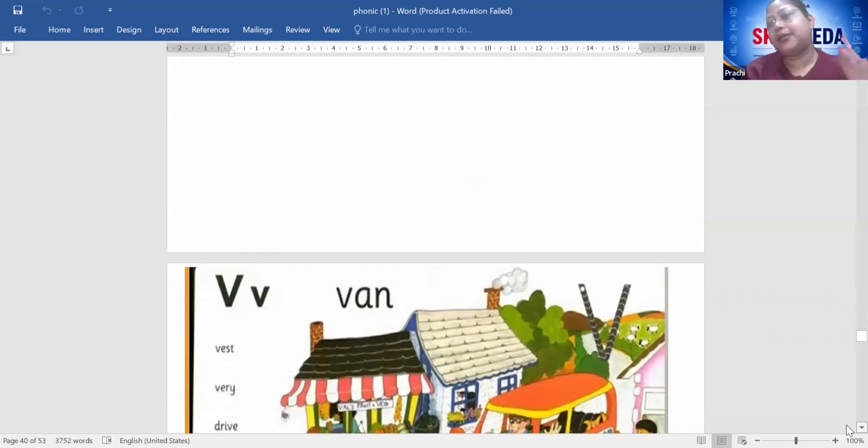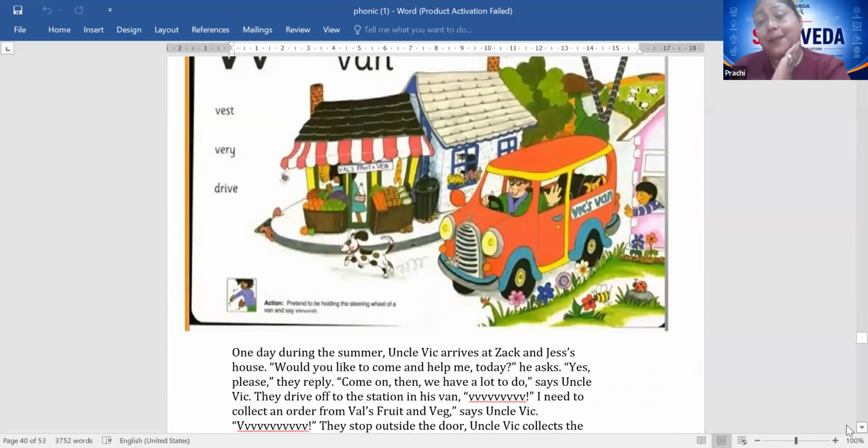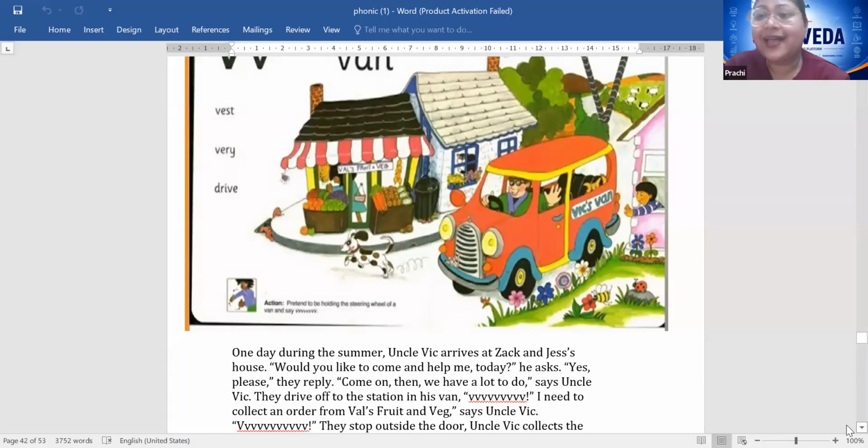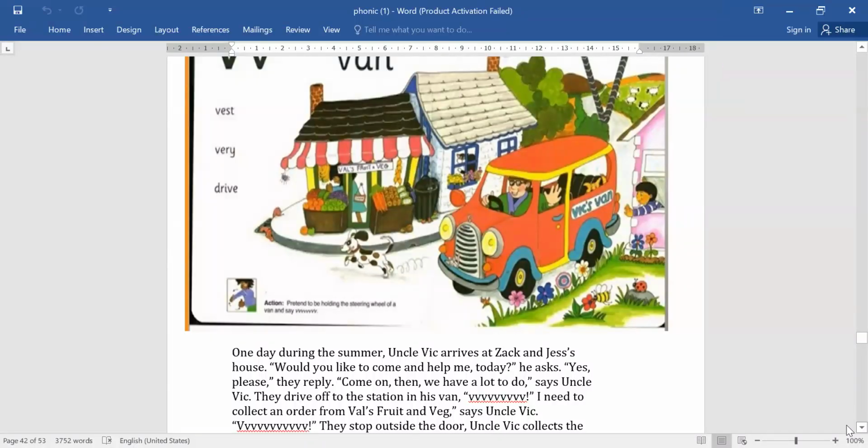Now let's come to the next letter, letter V. Capital V, small v, and the sound is V. Bite your lip, and you will feel the vibration on your lower lip. Got it? And the action is, what will be the action? Like you are driving a van.